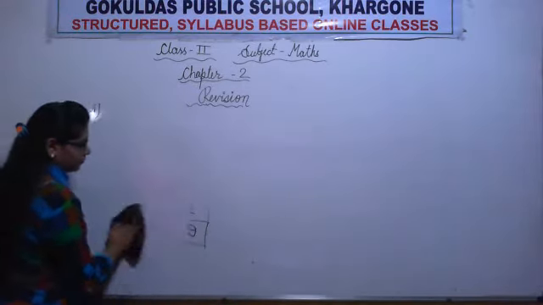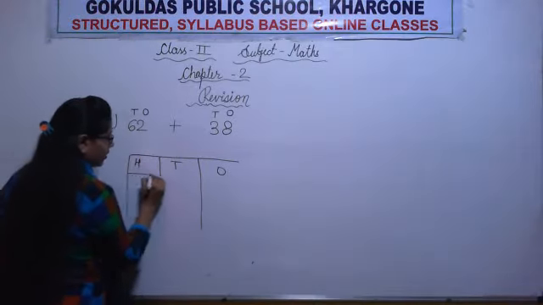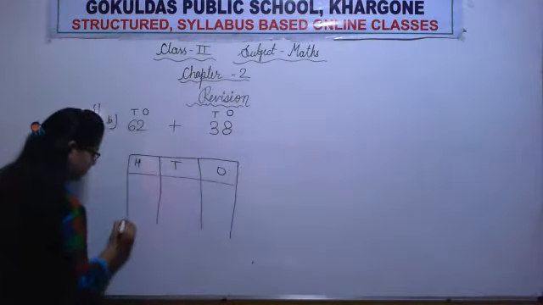Now, they have given us a table in which hundreds, tens and ones is written over there. And a plus sign is also there. Okay. Now first number is 62. So I am writing 62. Is it the correct way?